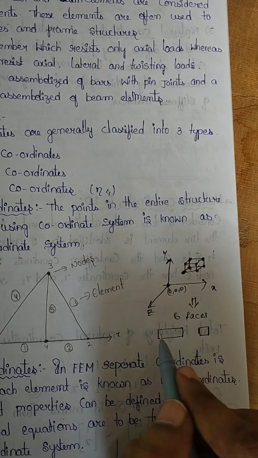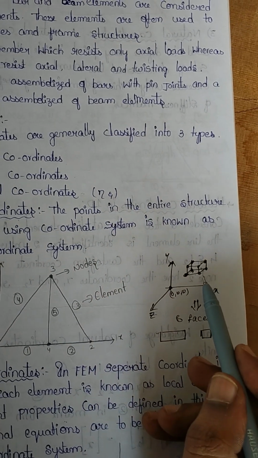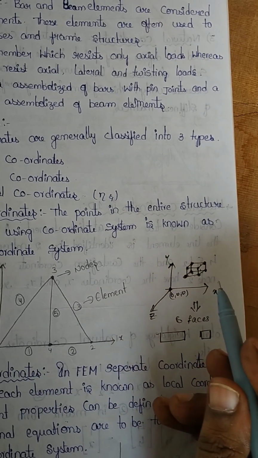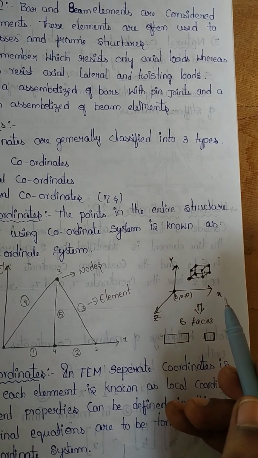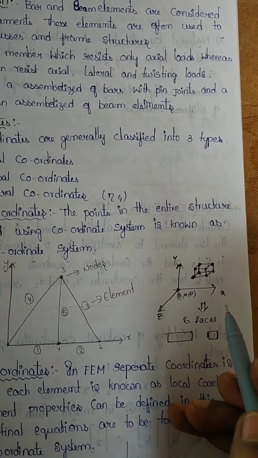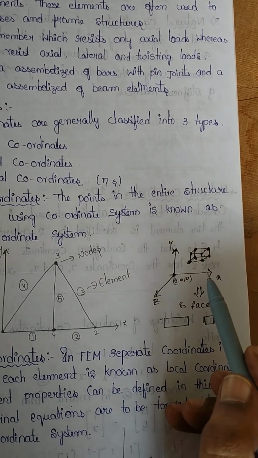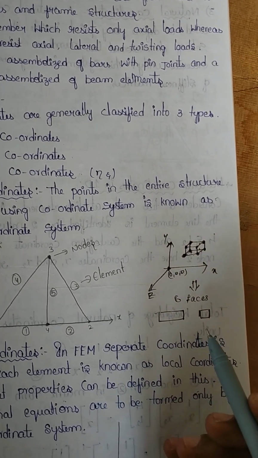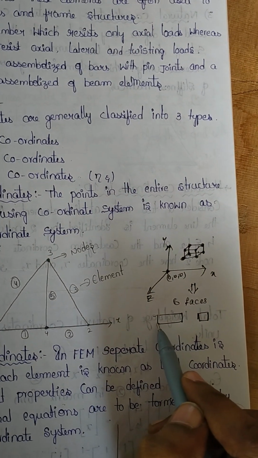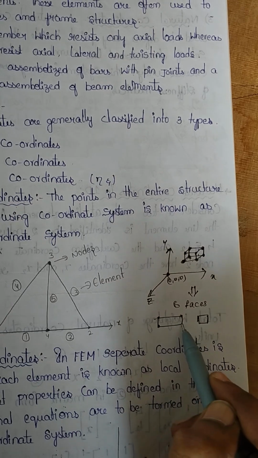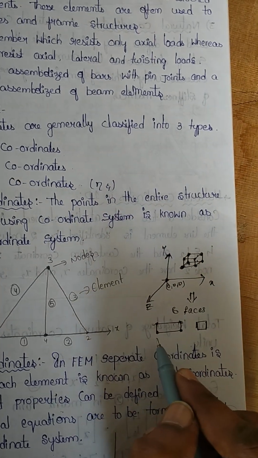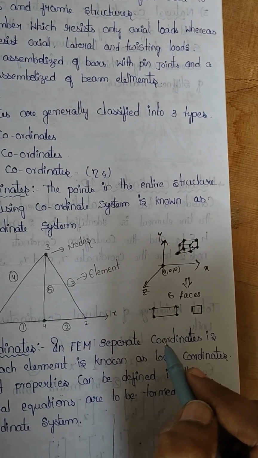In the earlier three-dimensional element, how many nodes were there? Eight nodal points. Framing a stiffness matrix for this eight-nodal element will be 8 into 3, 24, so a 24 by 24 matrix will be a difficult task to perform. So that particular element is discretized into 6 faces or 6 plane elements. In these plane elements, each element has 4 coordinates, 4 nodal points. Each node has 2 degrees of freedom. 4 2s are 8, so an 8 by 8 matrix can be framed.